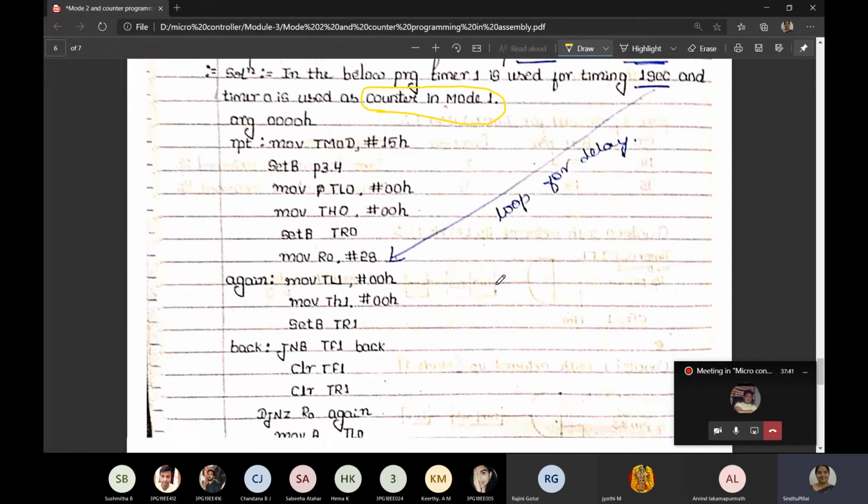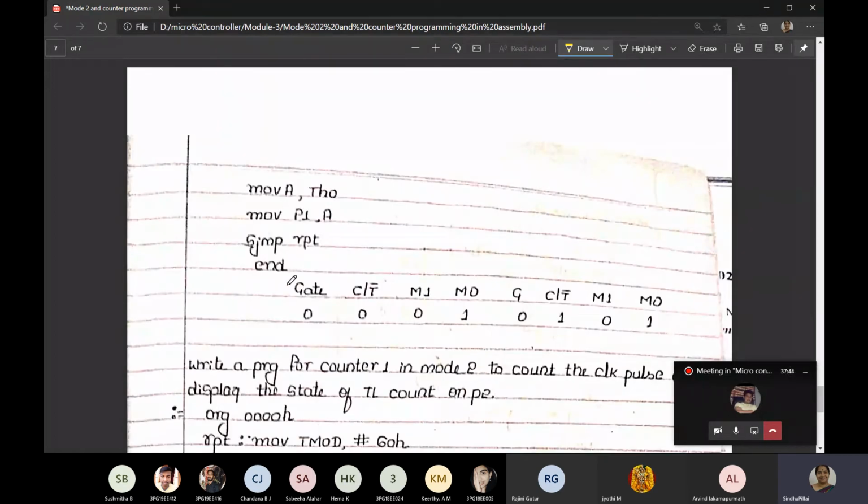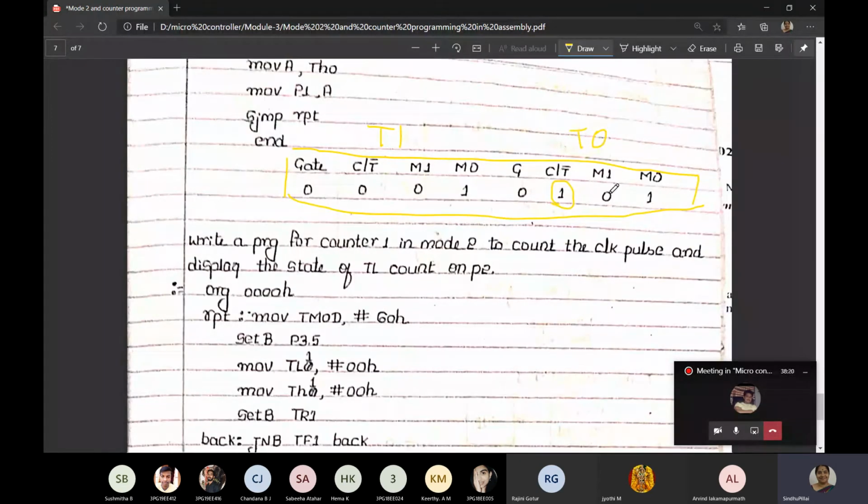To set it as a counter, you have to go to the TMOD register. First I'll show that. Okay, this is the TMOD register. In the TMOD register, G will always be 0. They are using timer 0. The one half will be timer 0, the other half will be timer 1. Since we will also use the delay, timer 1 is used for the delay, and timer 0 is used as the counter. So here it is set as 1. Observe here, it is set as 1. Okay, and it is 0 1.